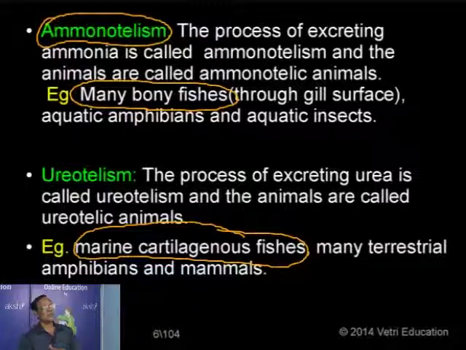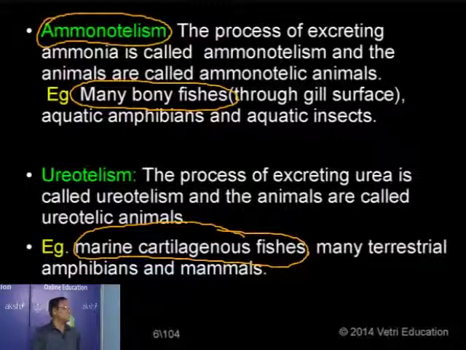There is a chance of entering more and more solutes into the body. So in order to prevent the entry of more salts into the body, they maintain the concentration of the blood by taking in more and more urea, by retaining more and more urea. That condition is called uremia.